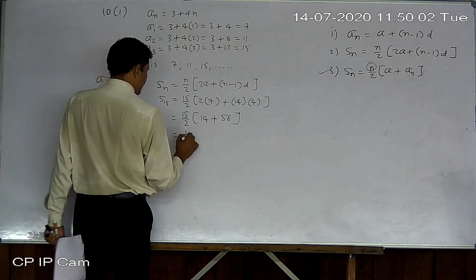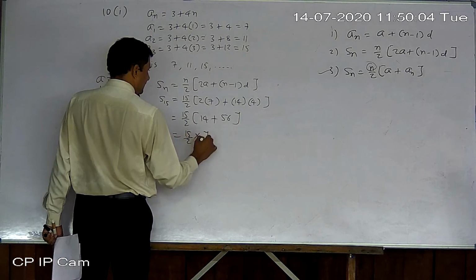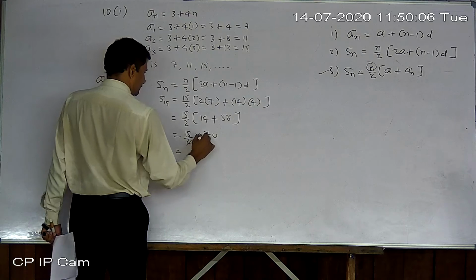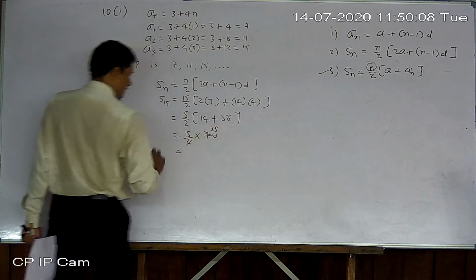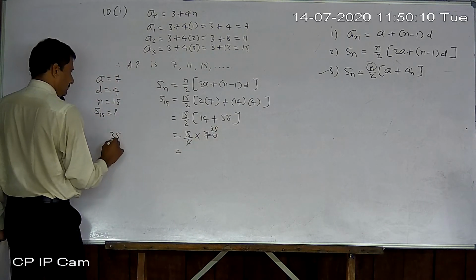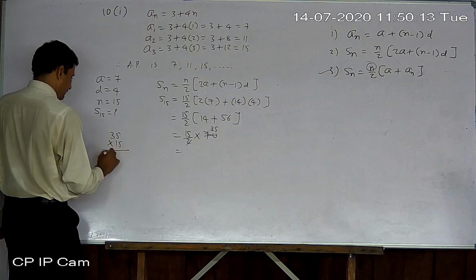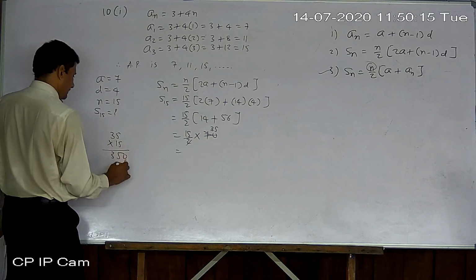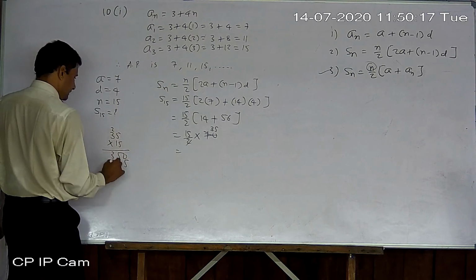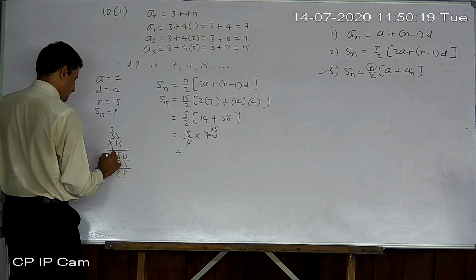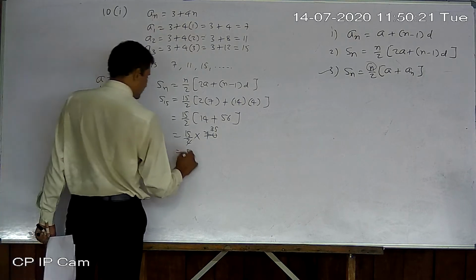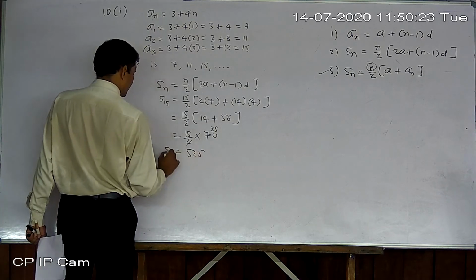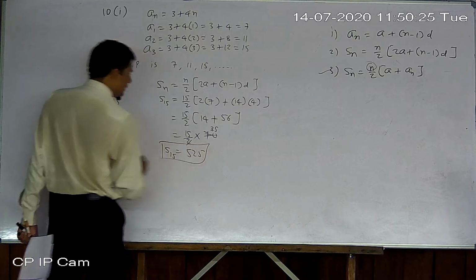So 15 by 2 into 70. So 2 into 35. So 35 into 15. So it will be 350, 5 fives are 25, 2, 15, 17, 5, 12, 3, 4, 5. 5, 2, 5. So sum of 15 terms becomes 525.